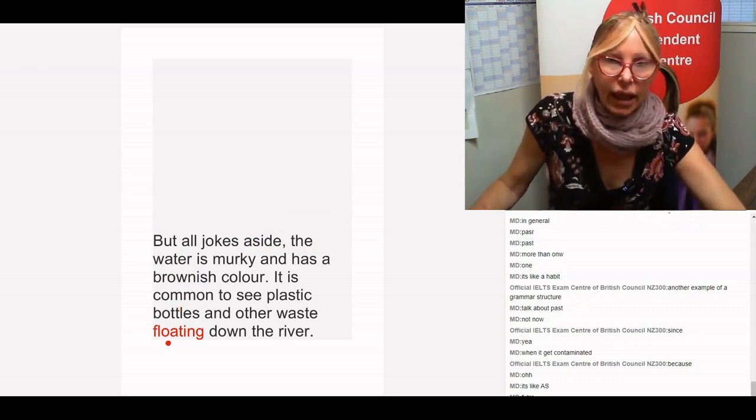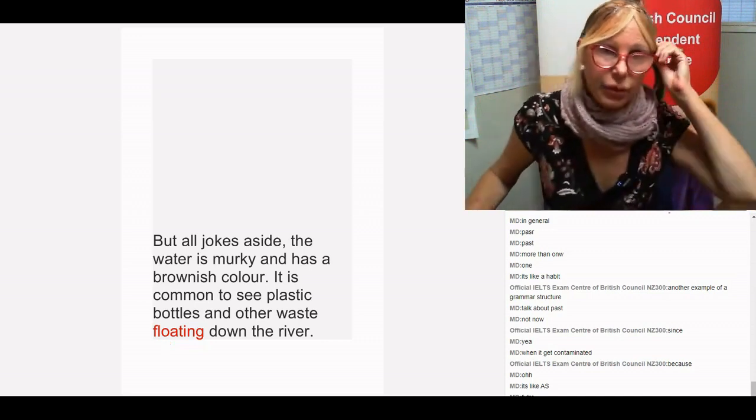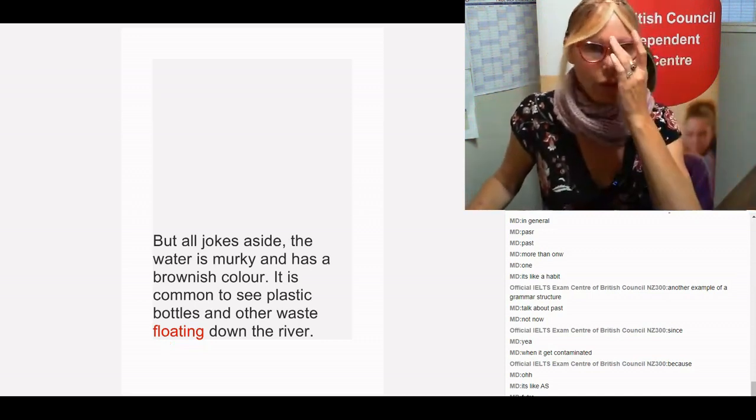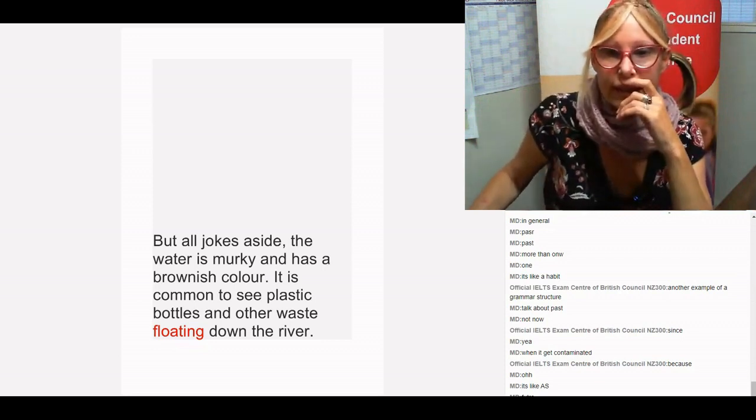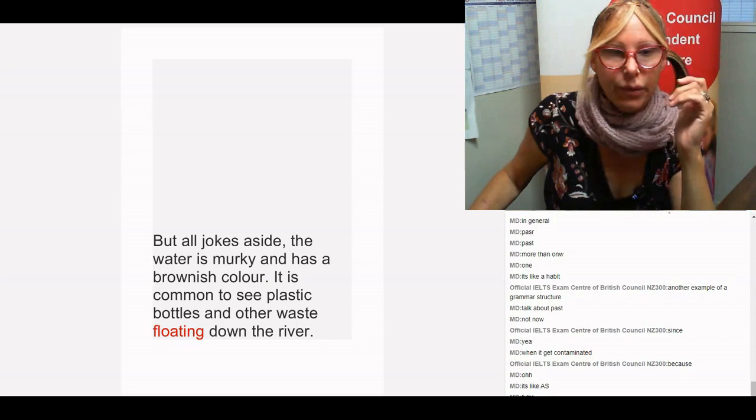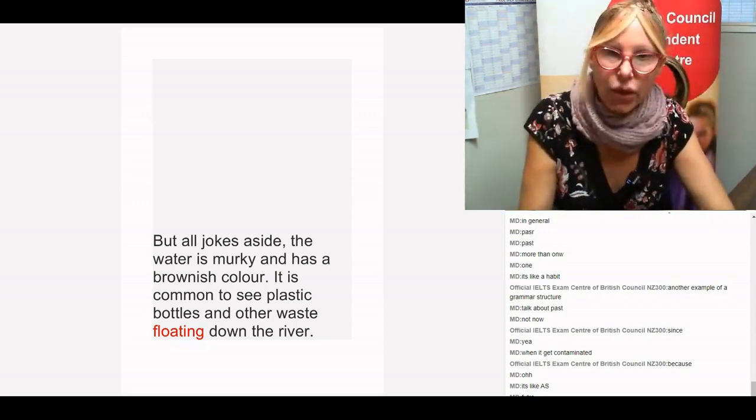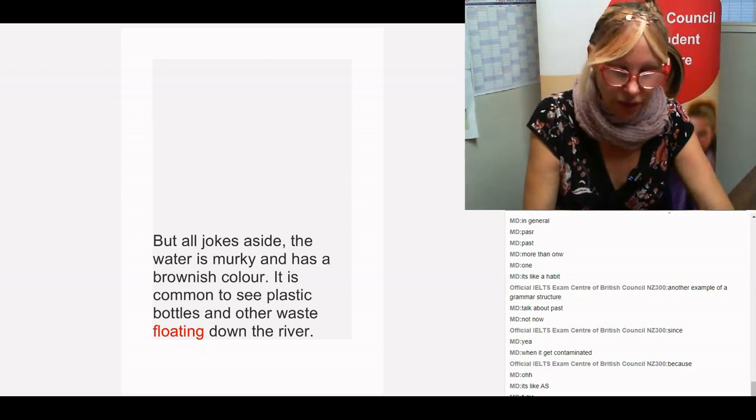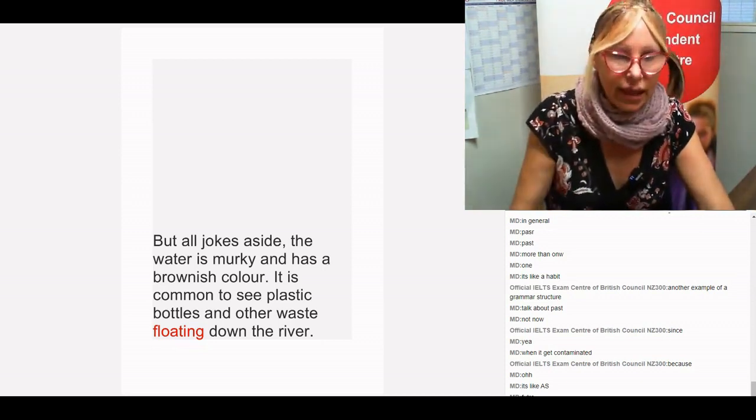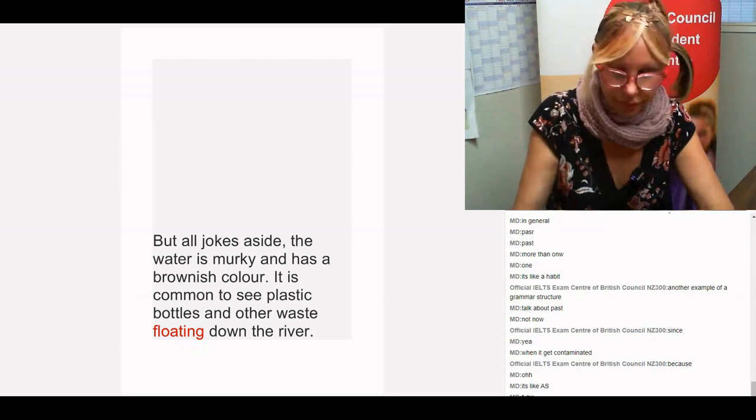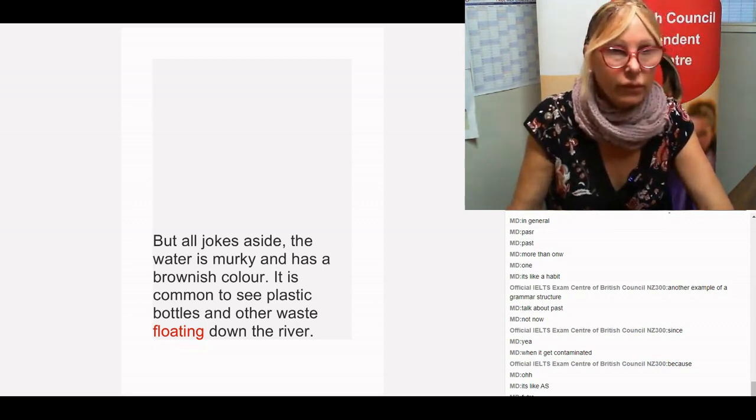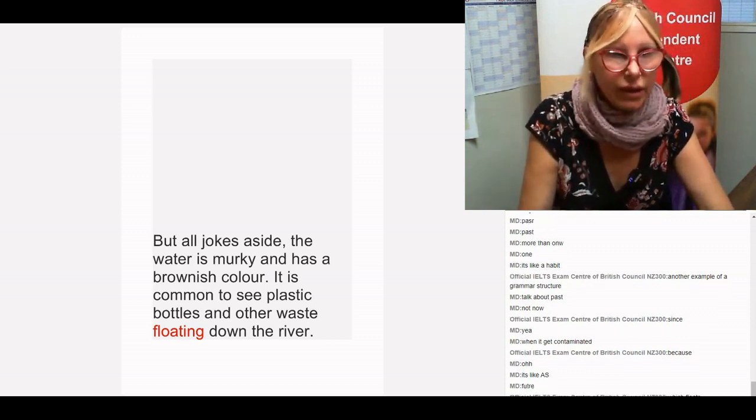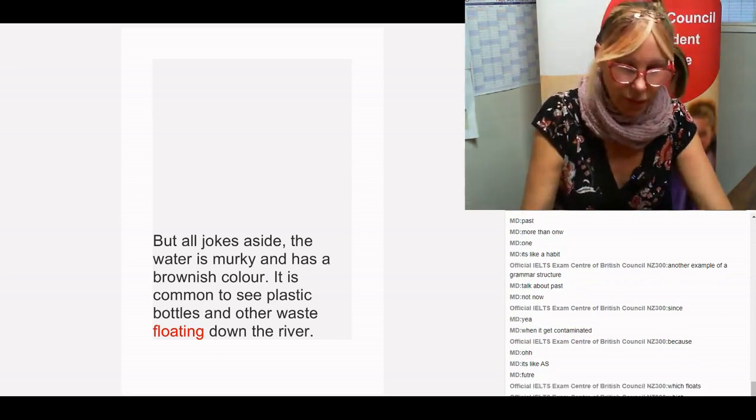So obviously, this is an ing form of the verb, right? It's basically when we use a relative pronoun or a relative clause, we could use it. We could make the sentence a bit clearer by saying other waste which floats down the river. But because we're taking out the pronoun which, the relative pronoun, we're just going to add ing to become floating.